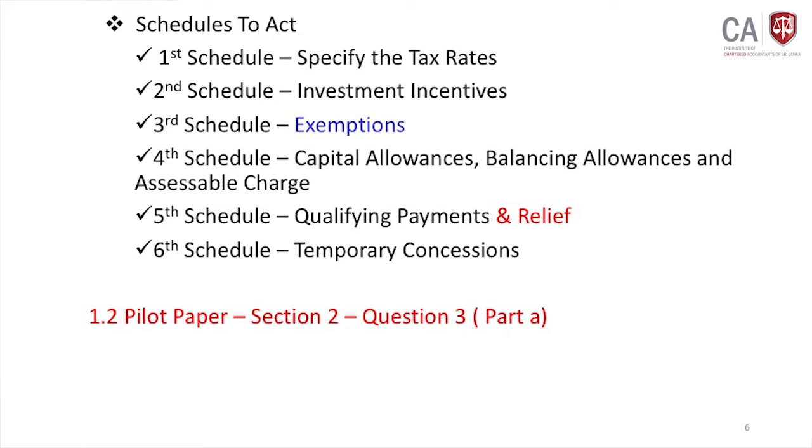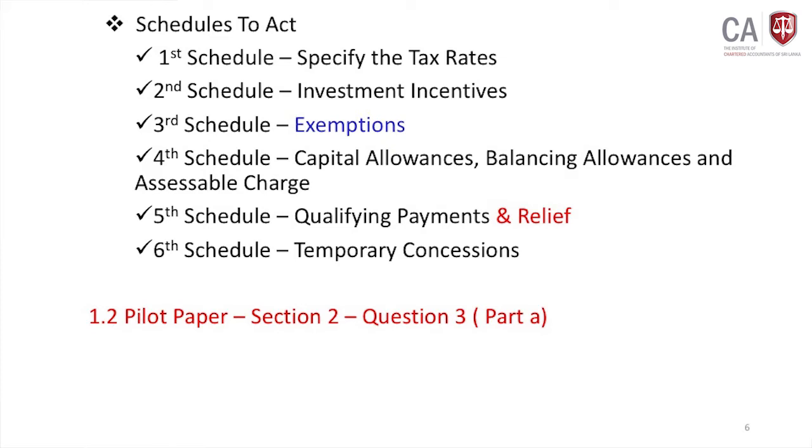Then fourth schedule, very important: capital allowance, balancing allowance and the assessable charge. I have told you all it's in section 16 of the specific deductions. Section 16 plus fourth schedule to the act is very important for you to compute the capital allowances, and at the time of disposal of a particular depreciable asset, you need to compute balancing allowance or assessable charge as applicable.